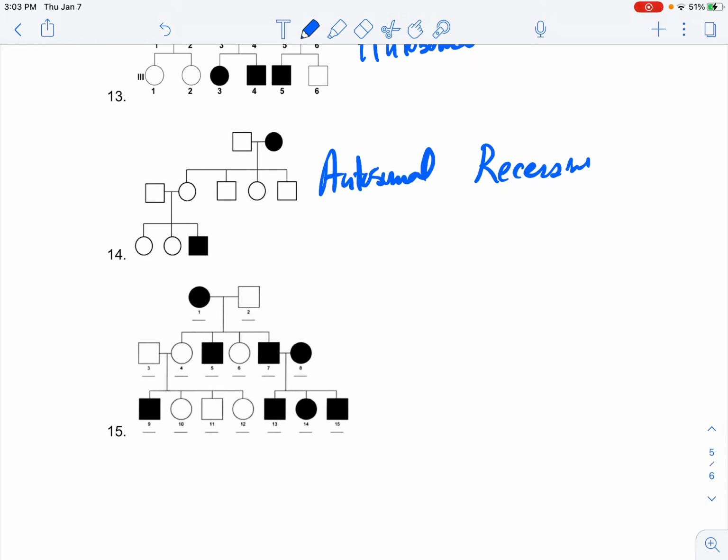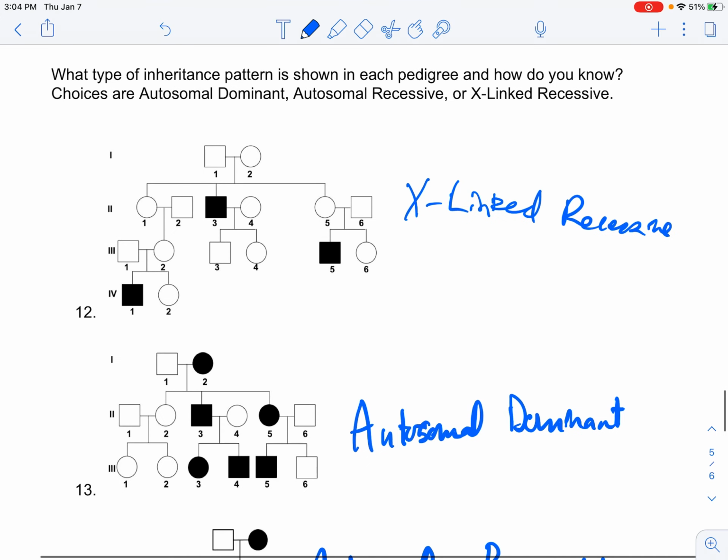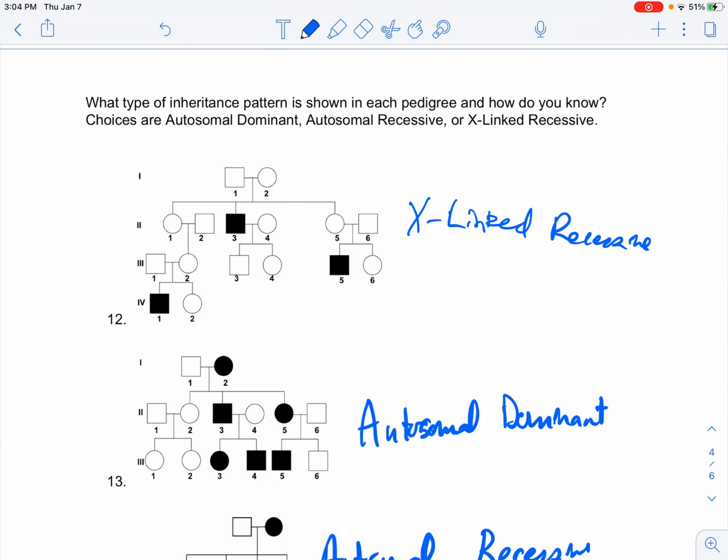15, no generations being skipped. Most likely autosomal dominant. Okay, so just a couple things to think about there. Hope this went well.